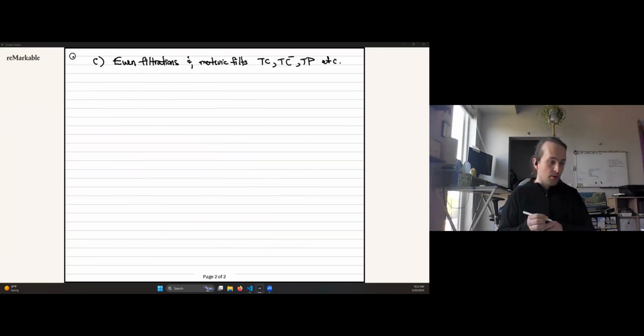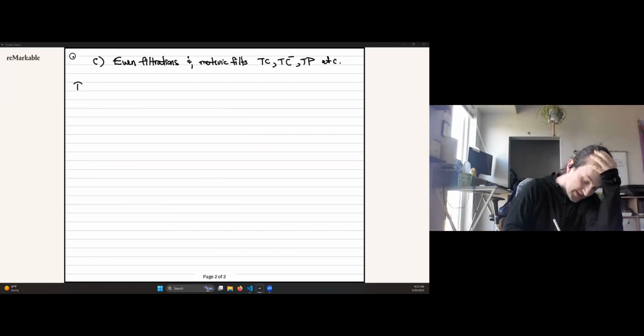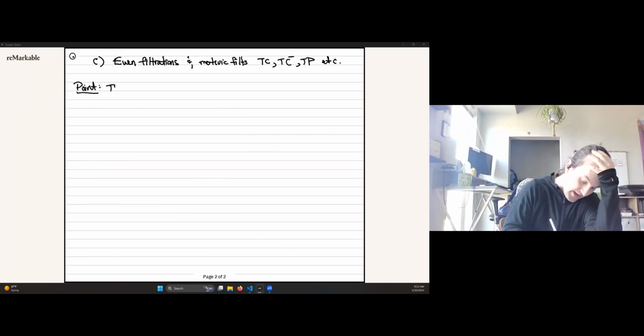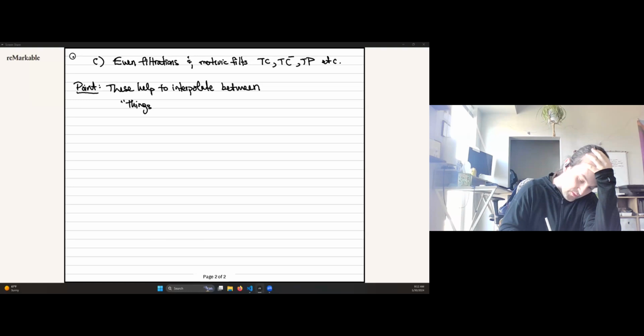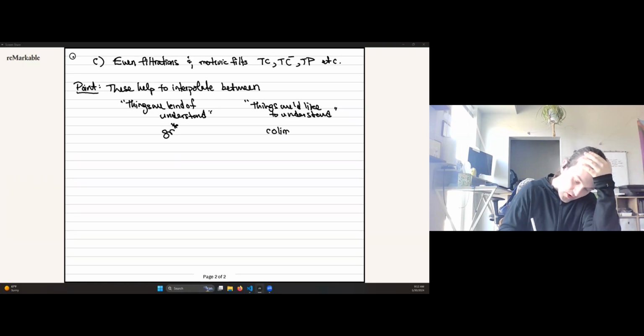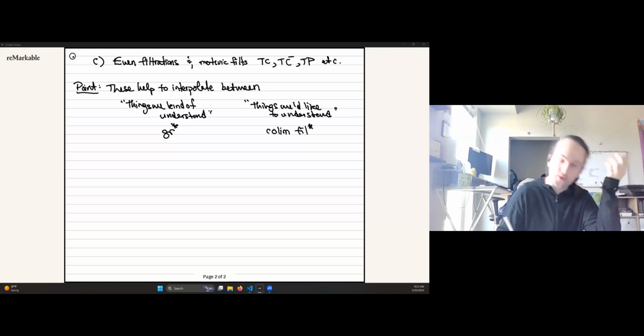And so the goal, or the point of thinking about these filtrations, is that they help to interpolate between things we kind of understand, which you should think about as the associated graded, and things we'd like to understand, which you would think about as the colimit over this filtration or something like that. So it's the underlying object.